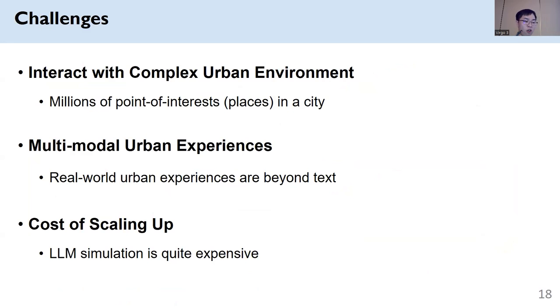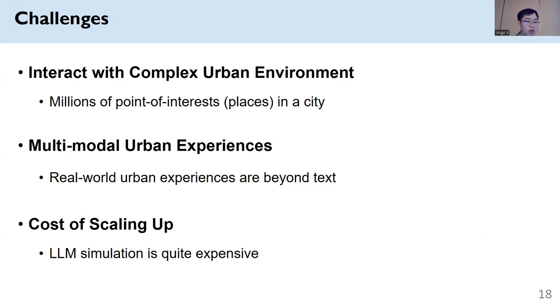Despite the great potential, there are also a lot of challenges in designing city agents. I identify three challenges here. The first is how to interact with complex urban environments. There can easily be millions of points of interest in a city, which are places with specific functions. It is kind of impossible if you just ask the LLM to choose a place to interact with.